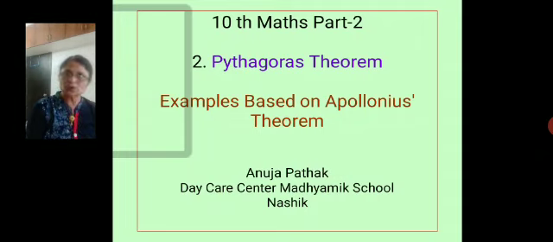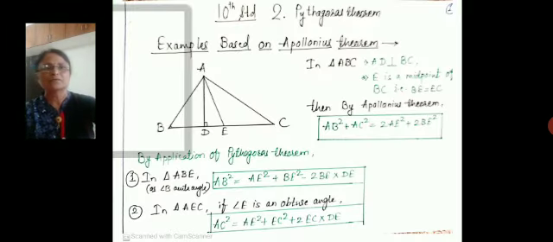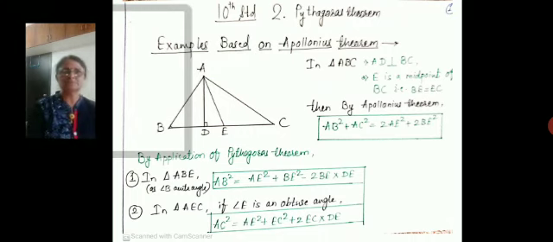You have already solved examples from this chapter, but today we have to see. In yesterday's Zoom period, we have taken Apollonius theorem and applications of Pythagoras theorem. So now we have to solve the examples which are based on Apollonius theorem. You can see now on the screen, before we solve the examples, we again revise what is meant by Apollonius theorem.